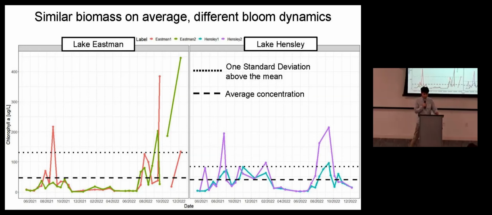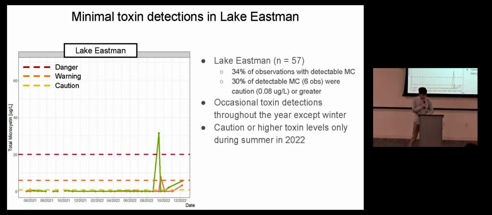And then, as we previously described, both lakes have similar summertime seasonality, but Lake Hensley is unique with its late fall and winter bloom, with both lakes returning to similar chlorophyll during the springtime. And so moving on, we also looked at microcystins. So in a similar time series, we have just Lake Eastman right now, and we also have the CCHAB level thresholds as the dashed lines.